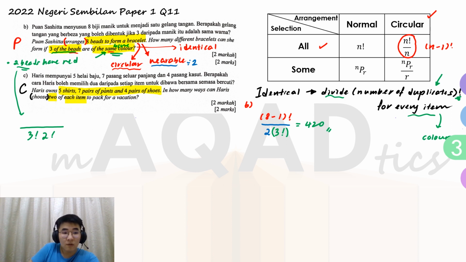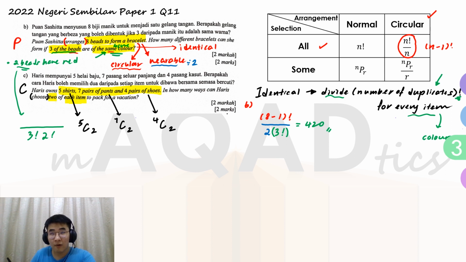So from 5 shirts we choose 2 of them, so it would be 5C2. From 7 pants we choose 2 of them. From 4 pairs of shoes we choose 2 of them. To find the number of all possibilities, we need to multiply these 3 numbers. So the total ways would be 1260. And with that, we have completed today's question.